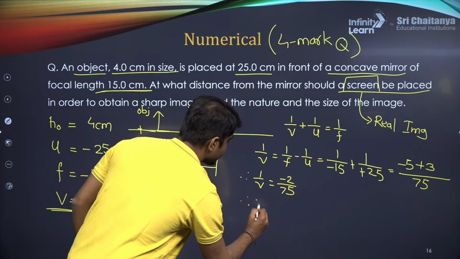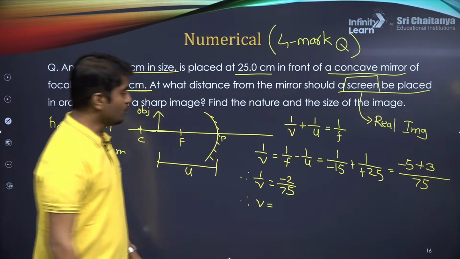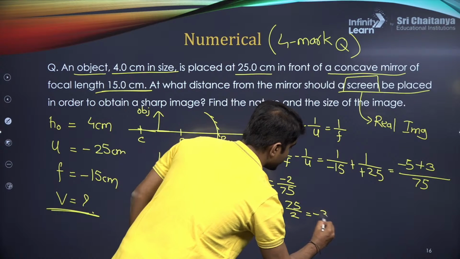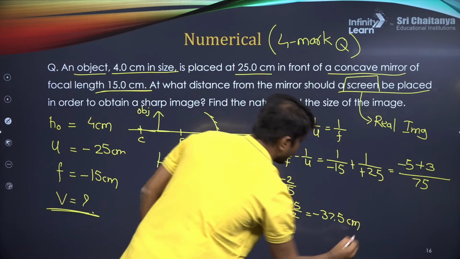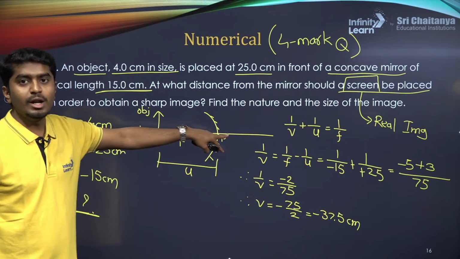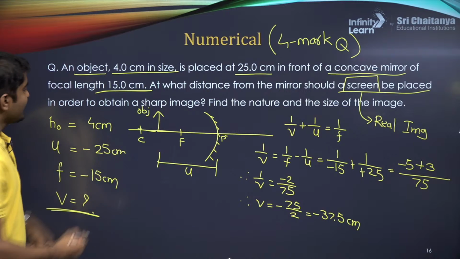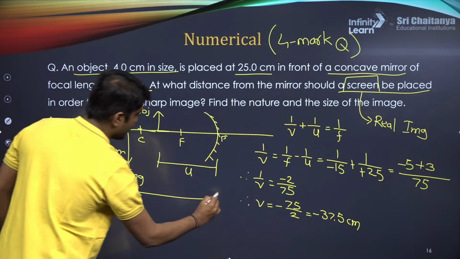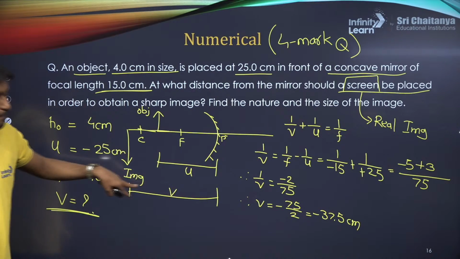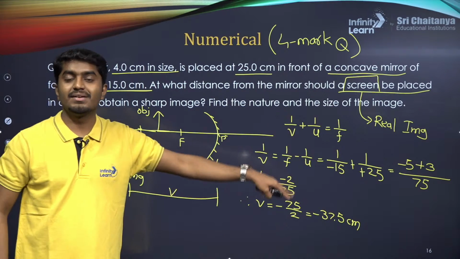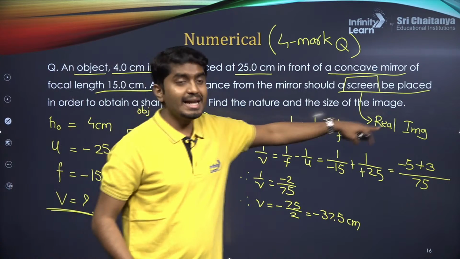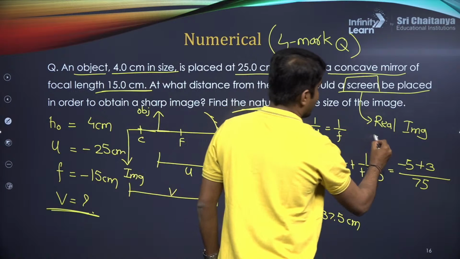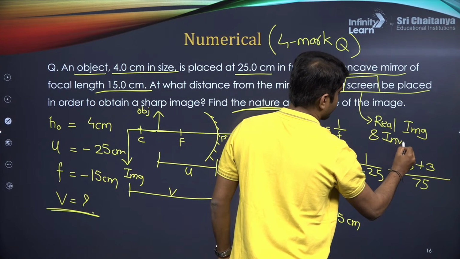So from here what is value of V? V is equal to minus 75 by 2, which is minus 37.5 centimeter. So from pole to the center of curvature, this is 30. So you will get the image somewhere here. There is the image and this is the value of V. Again there is a minus sign, minus 37.5, that means there is a real image. Real and inverted image. So what is the nature? Nature is real and inverted image.